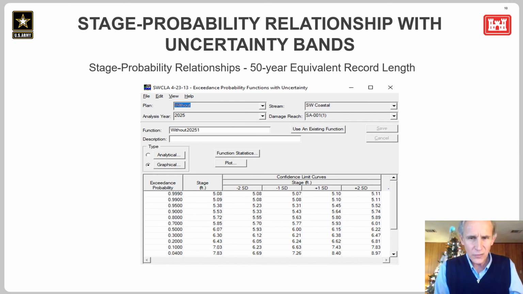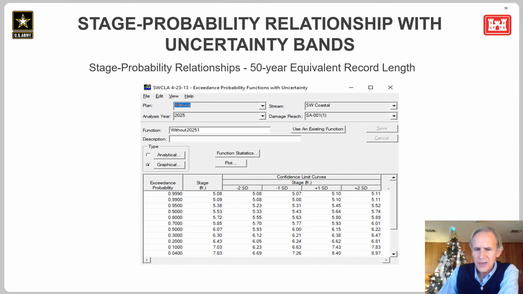And to get to what this course is really about, the risk assessment. So how do we calculate uncertainty? Those stages were all one number for each of those probability events. Well, the HEC-FDA model requires an equivalent record length, the number of years of gauge information you have available. For the Southwest Coastal, we had 50 years, and that's entered into the model for those stages. And as you can see here, it gives you confidence limits around your stage. So here are the probability events, and it interpolates in between the events.